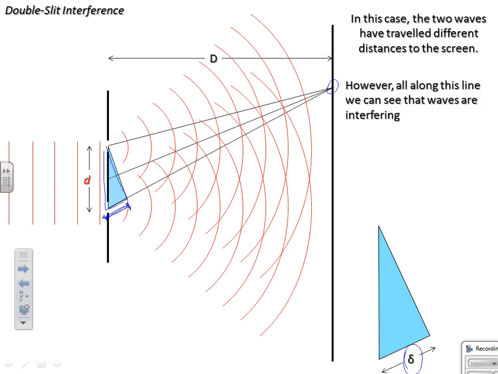All right, but notice, anywhere along that line, even though the path lengths, what we call the path lengths, this is a path length, this is a different path length, even though those path lengths are different, everywhere along this line right here, we see that waves are interfering constructively. And why is that? Well, what do you notice here about our little delta? How far is it? It's exactly one wavelength.